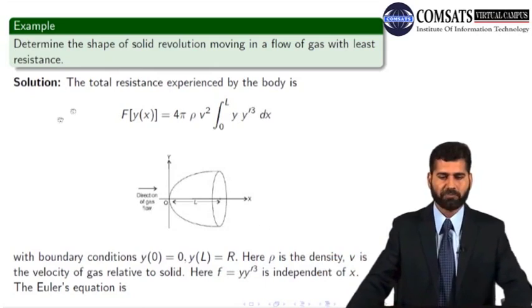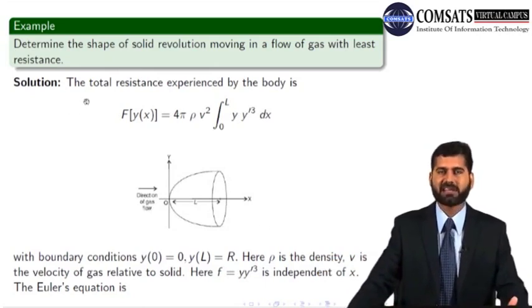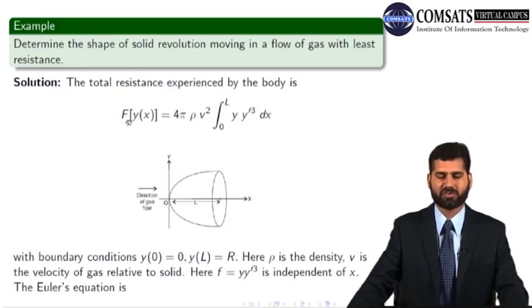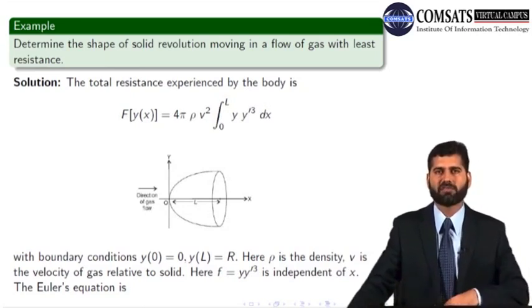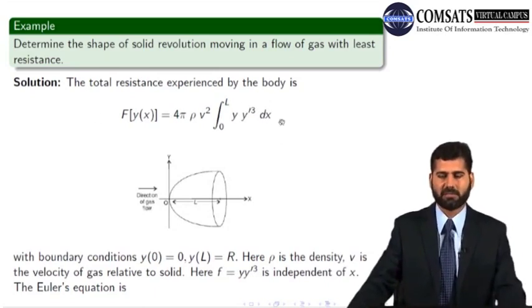Now what is the resistance? The total resistance experienced by the body, F of y(x), is a force, so I'm calling it F of y(x). That is 4 pi rho v squared times the integral of y prime cubed dx. I'm not going into the detail of this formula, where we get it from. In any physics book, you can easily come out with this formula. That's not a big deal.